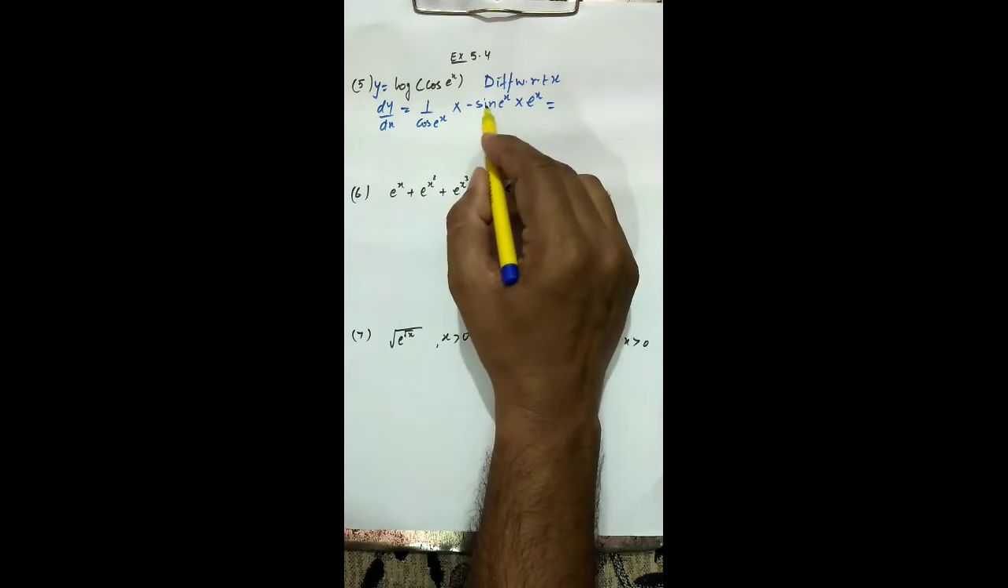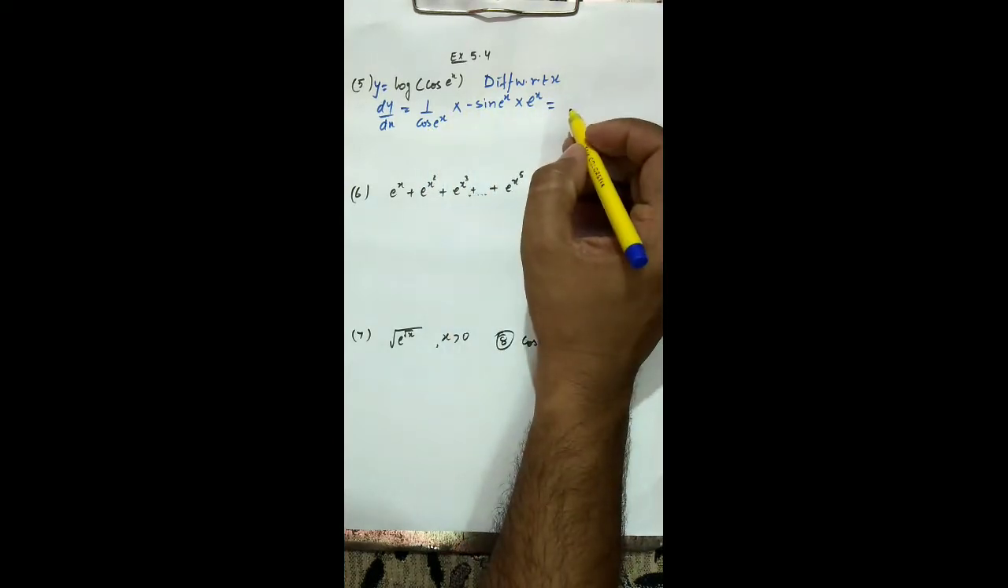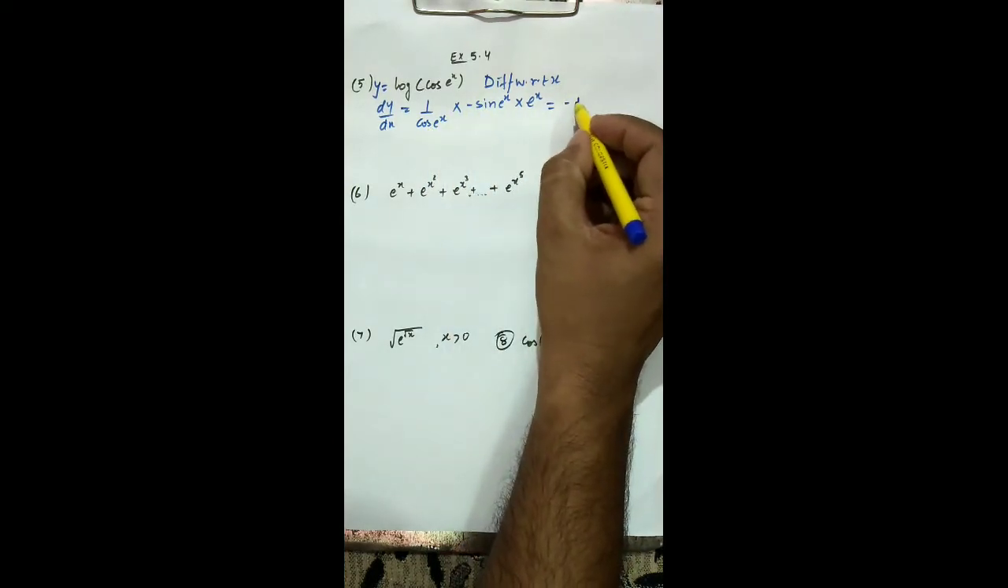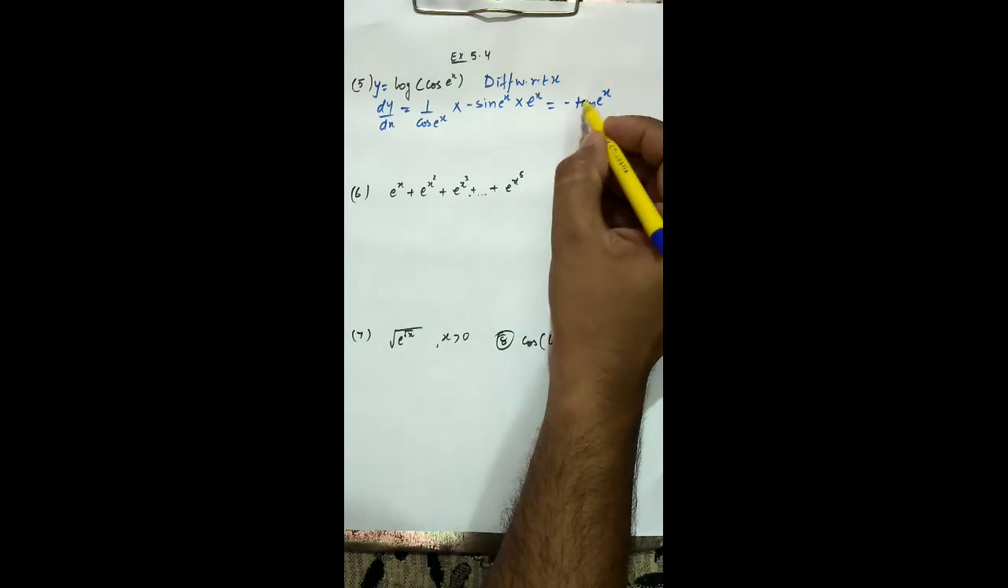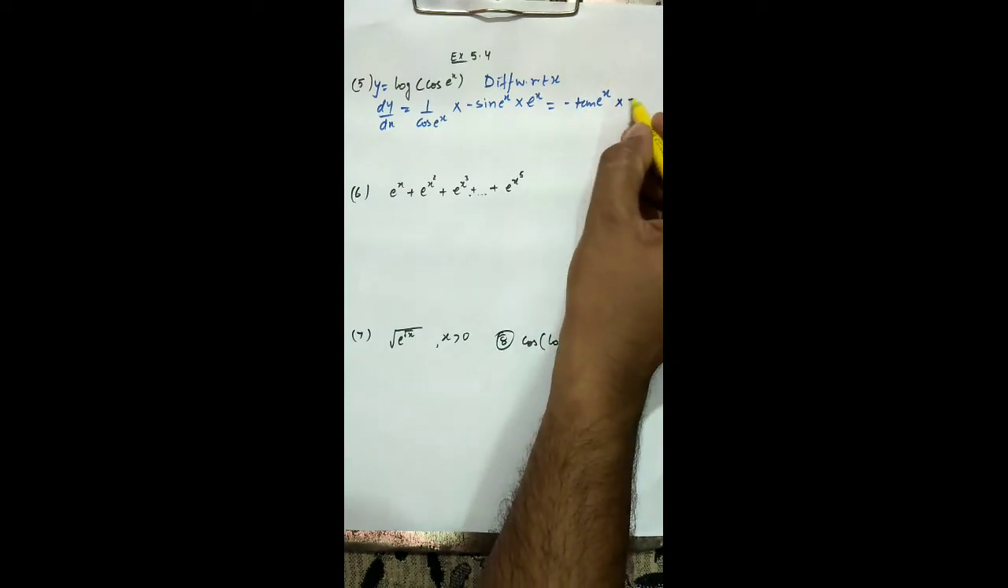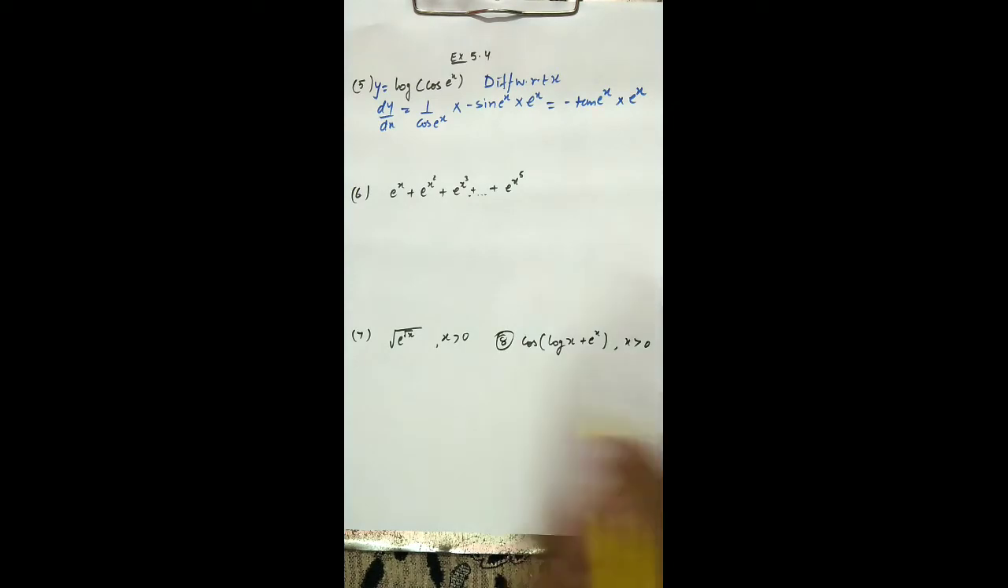You can simplify further. This is sin upon cos, so it can be written as minus tan e^x, times e^x. Now come to this.